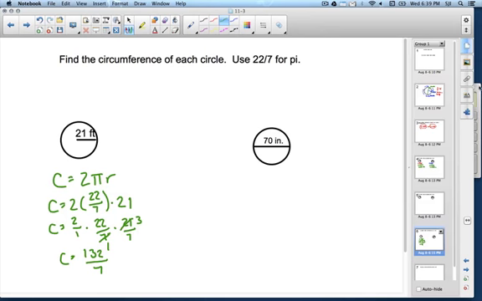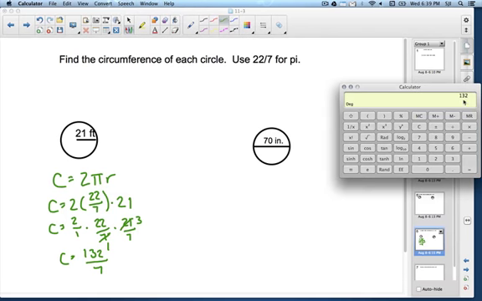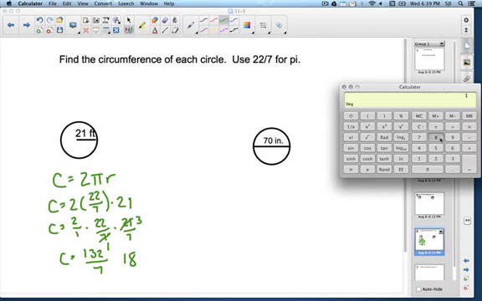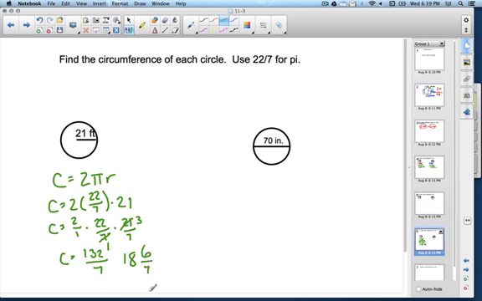So in order to simplify this, we need to figure out how many times does 7 go into 132. So 132 divided by 7 equals, it's going to go in 18 times. So 18. Now I just need to figure out what's 18 times 7. 126. So I'm going to go 132 minus 126, and that's going to be our numerator, 6 over 7. So there's our answer. It's going to be 18 6/7 feet if you were to walk around the outside edge of this circle. And here's our last one that we're going to do.